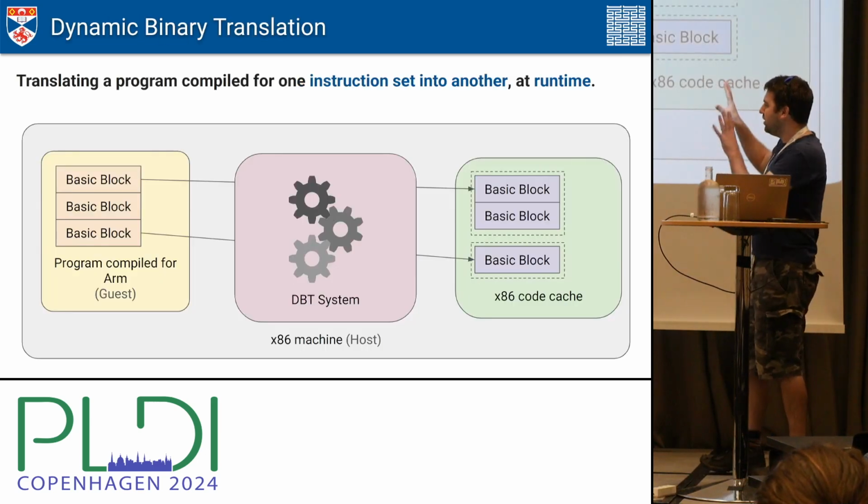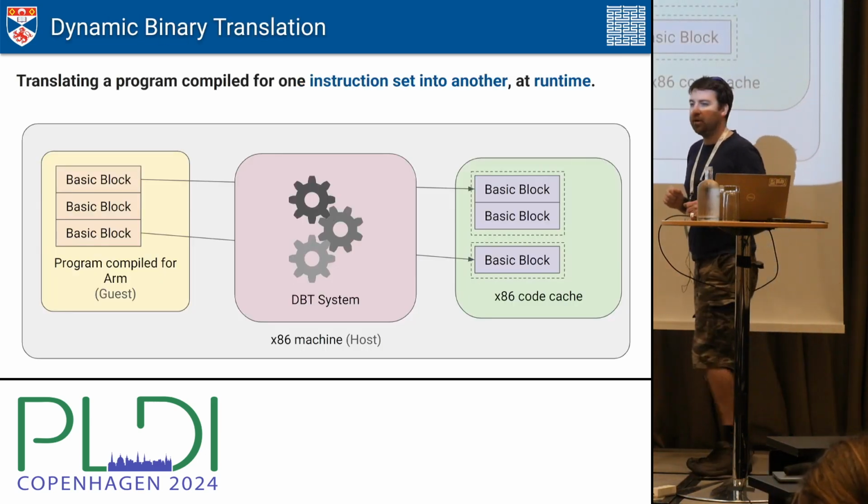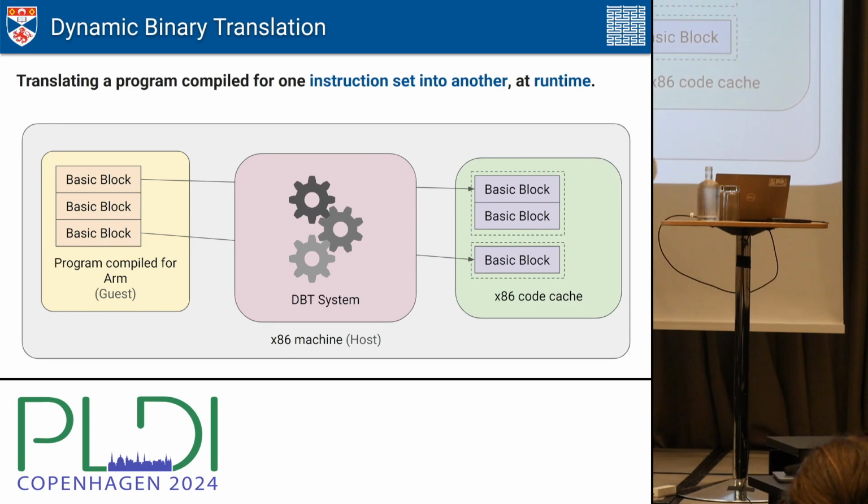Let's look at this DBT system in a bit more depth and see how it all fits together. We have some program compiled for ARM, which we now know is our guest machine. We've got our cogs for our DBT system running on our x86 machine host. The typical way that these DBT systems work is they take chunks of the guest program, in chunks of basic blocks. I hope you're familiar with the term basic block.